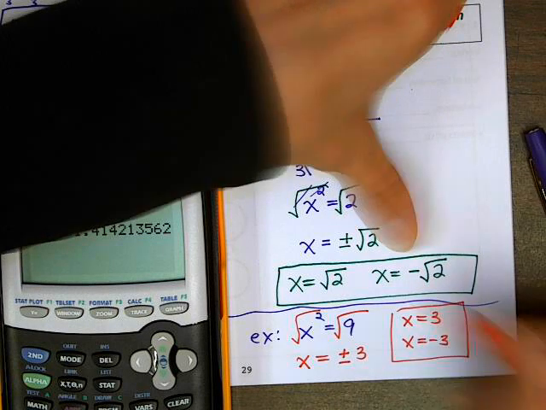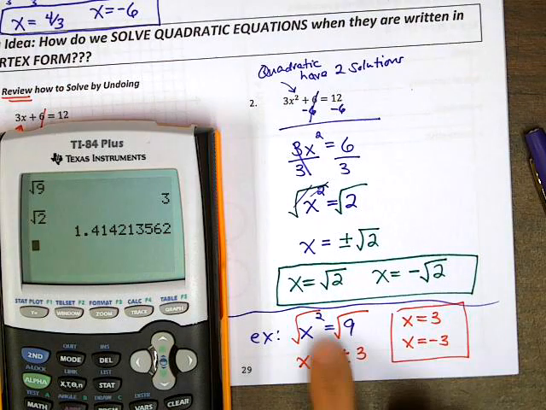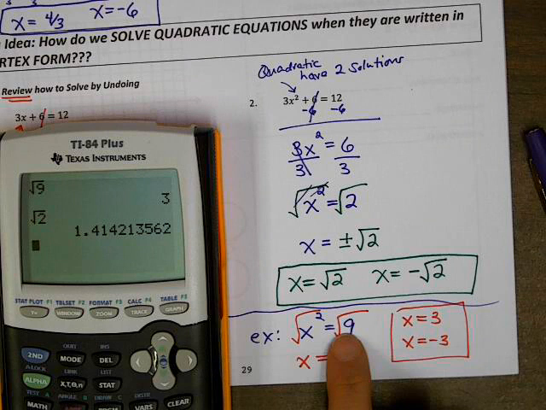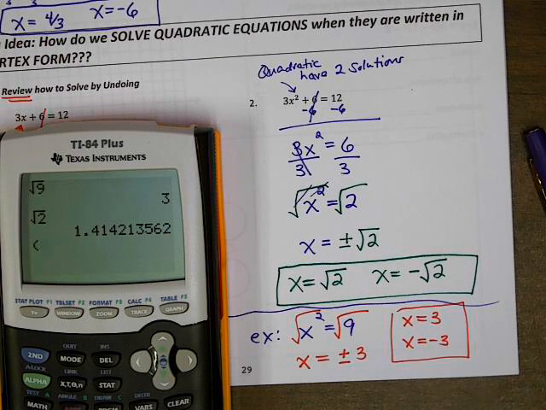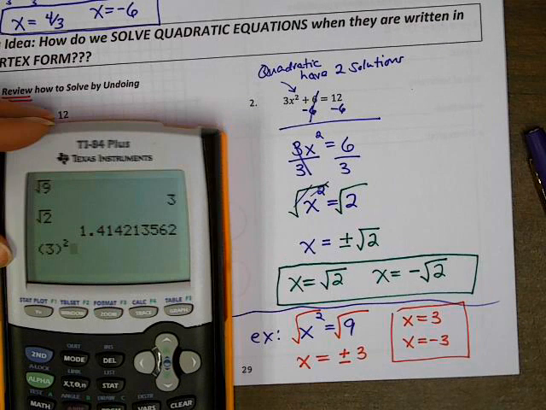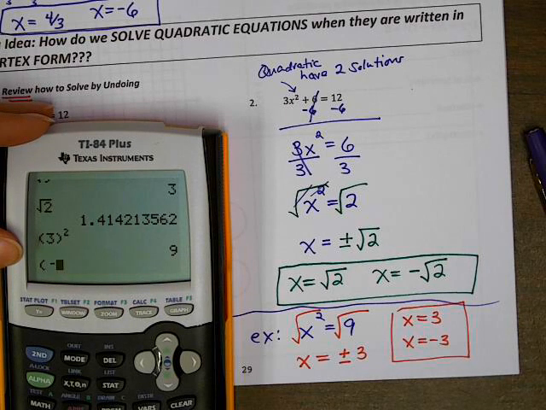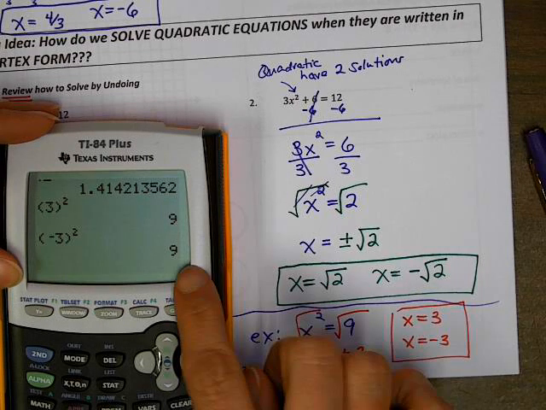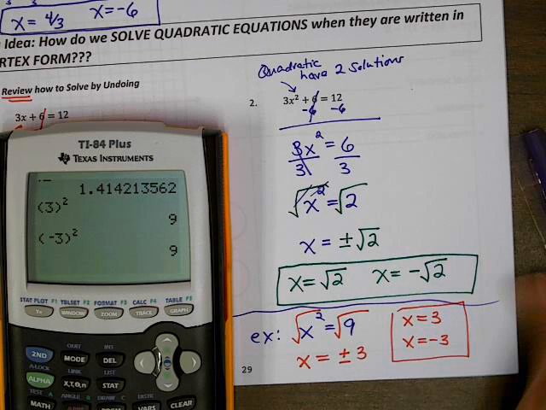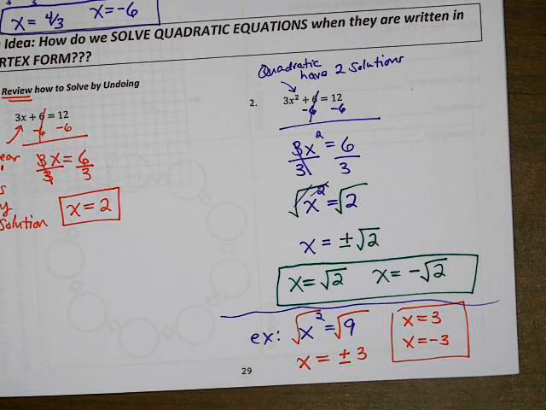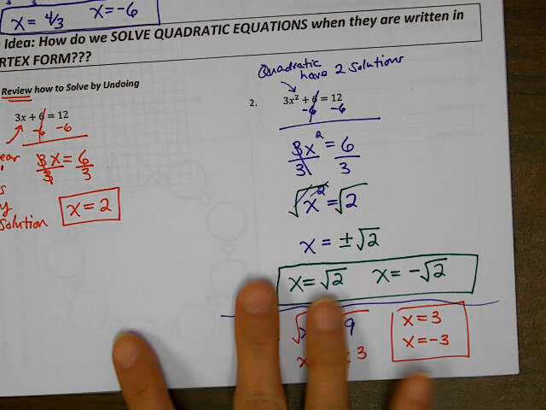Okay, why are there two answers? Well, it says x squared equals 9. Is that true? If I type a 3 and I square it, does that make a 9? Absolutely. What if I type negative 3 and I square it? That answer also makes a 9. Okay, so whenever you square root, you get plus or minus. Let's write that down officially.